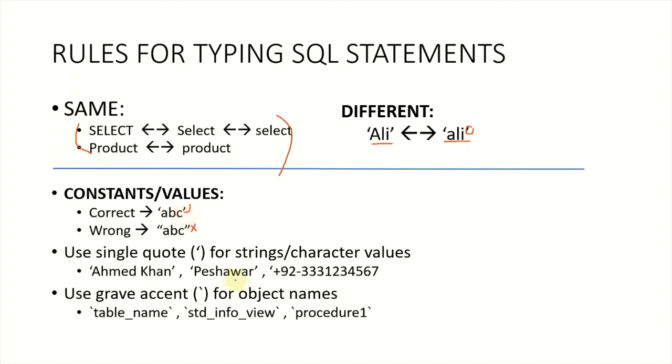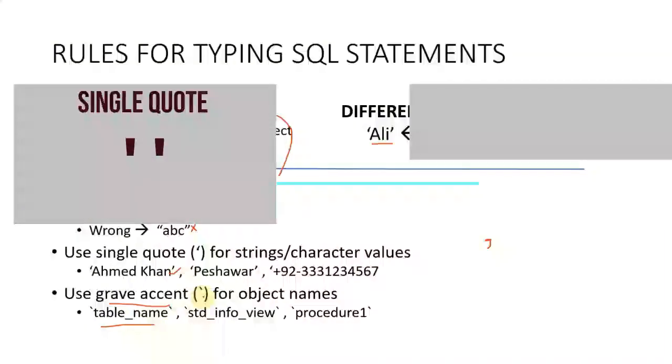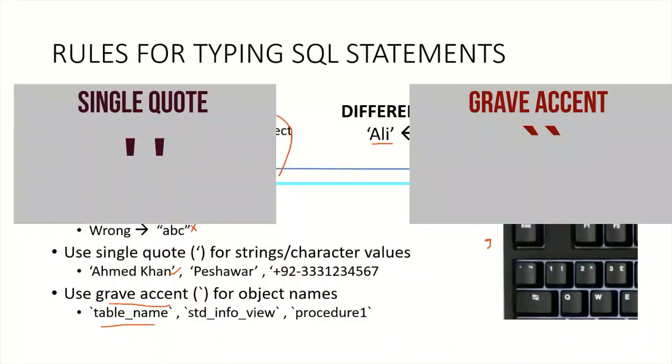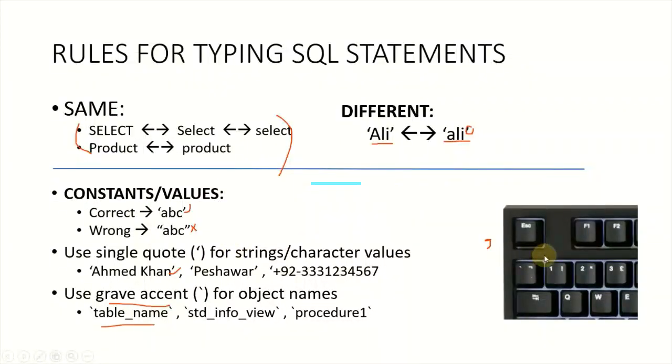Then for character or string, single quotes must be used. We must use single quotes. And for objects, we must use the grave accent. You can get this key on the left side of 1 on the keyboard.